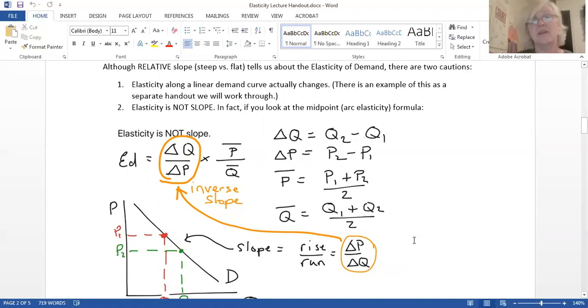So that's one thing. So you can't say that, you know, one curve is more elastic or inelastic than the other, because they both have elastic portions, they both have unitary portions, and they both will have inelastic portions, okay?